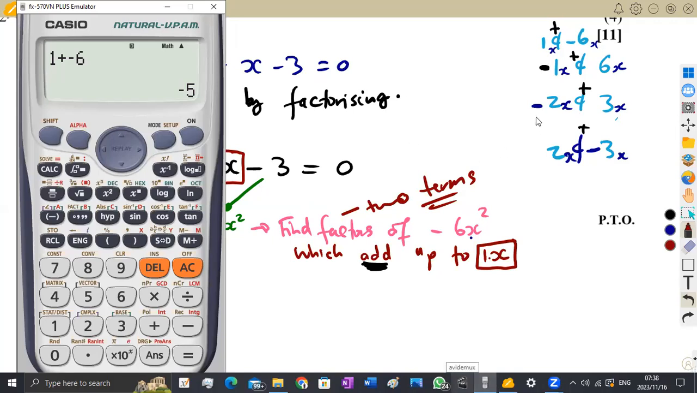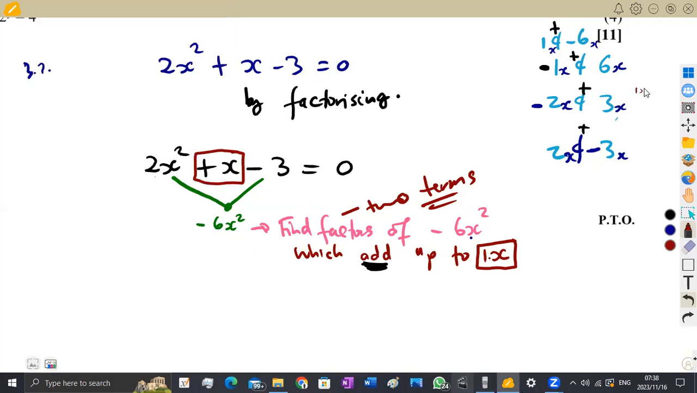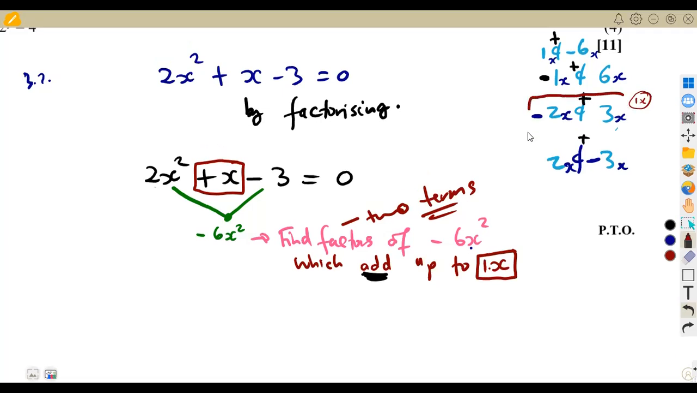You're going to try this, but if you move on to negative 2, that's where you're going to see that I get 1, negative 2 and 3. If I multiply these, they give us negative 6, like I explained. But if I add these two numbers, I get a positive 1. Getting a positive 1 means I have x, because 1x is the same as x. So these are the two numbers that I need.